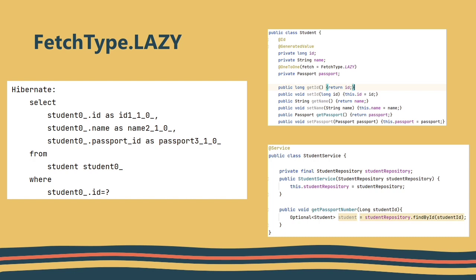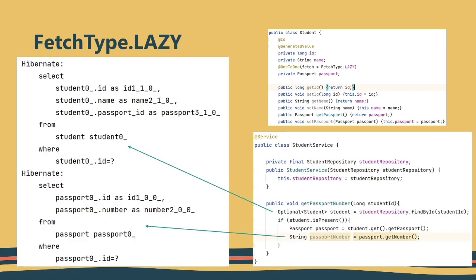When we just query the student, it just executes the query to get only the student. Now let's change our service class with the passport getNumber method. Now you can see a separate query executed to get the passport from the DB. This shows that the data are fetched only when you try to access them.